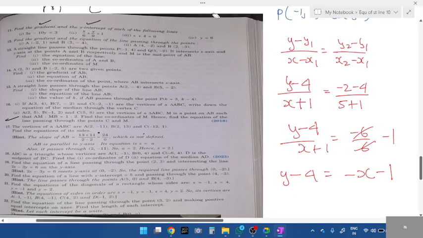I'll do it step by step now. You may think y. Bring x to the other side, students. x plus y, minus 4. Minus 1 goes to the other side, becomes is equals to 0.